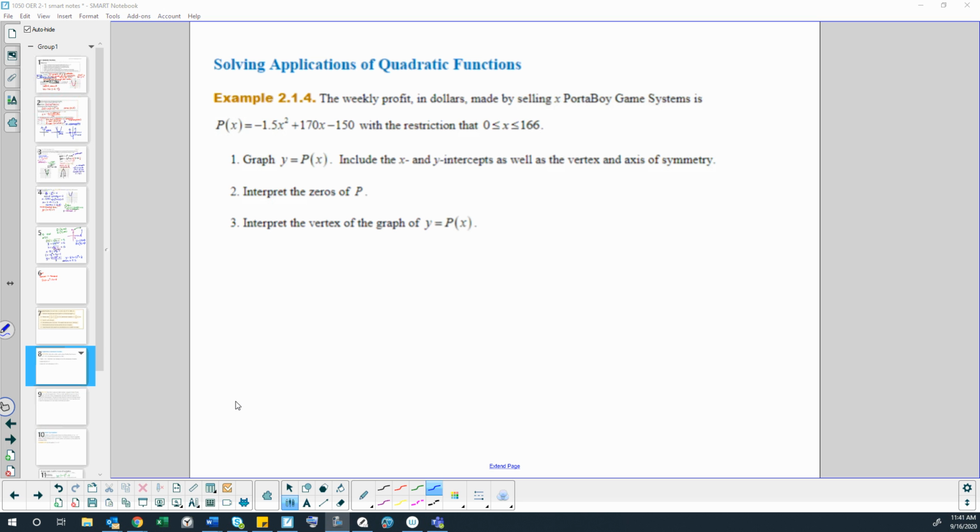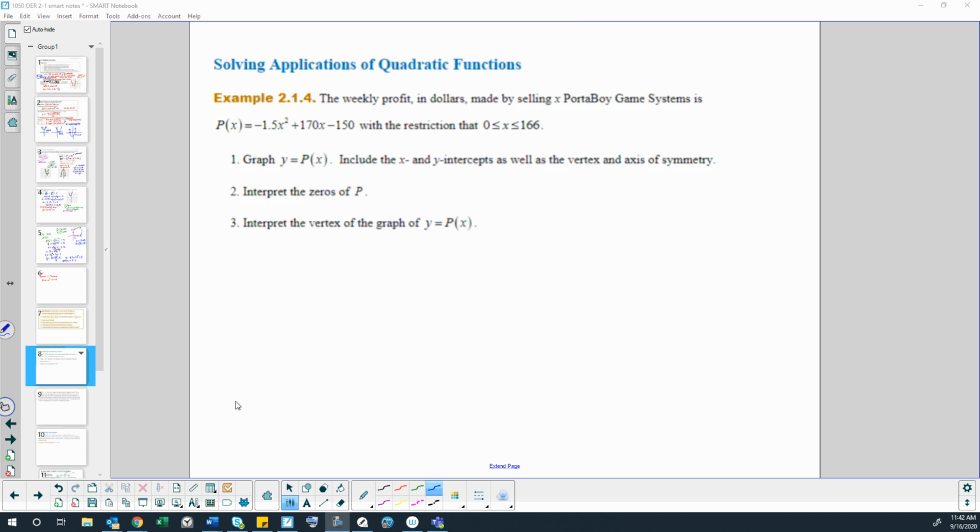The weekly profit in dollars made by selling x portable game systems, I love how they're avoiding actual names of things, is P of x equals negative 1.5x squared plus 170x minus 150, with the restriction that x has to be between 0 and 166. Okay, so it says right there that we're selling x number of game systems. In other words, they are restricting that we cannot sell more than 166.